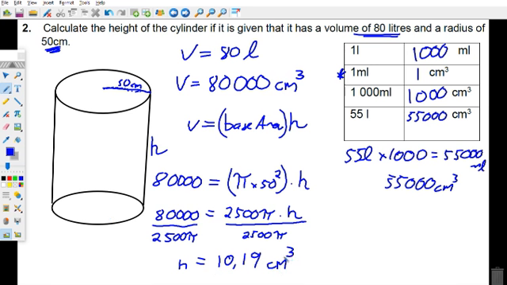Centimeters cubed. Is that right? No, why is it not right? Why is it not centimeters cubed? Yes, exactly. You're finding a height. You're not finding the volume. We've already found what the volume is. So it's just centimeters. Okay. You must check. You must be able to look at your answer and be like, yes, that is correct. Okay. So my height is 10.19 centimeters.